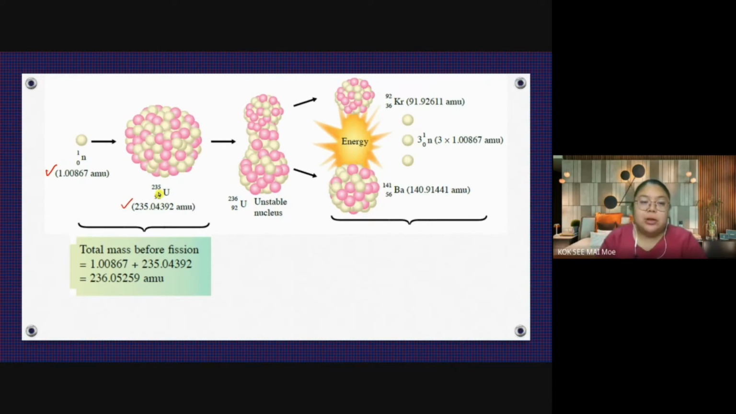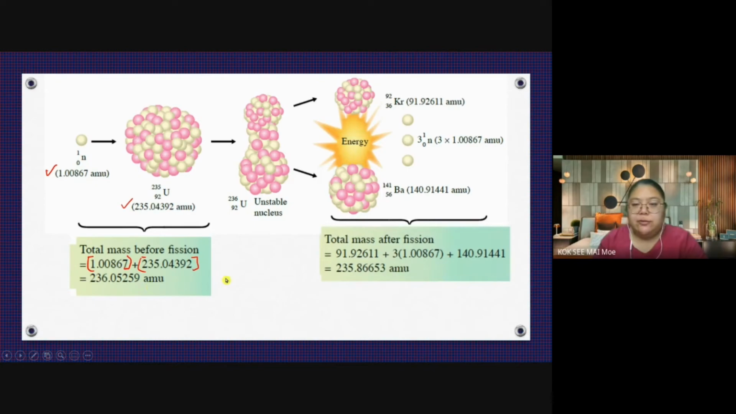But when the question provides the number like this, you don't cut it. You don't say, oh, I'm using 235 only. Cannot. We must use the full number. They give you how many decimal points, you also need to copy until the end. So from here, this one before fission, I add together, I get 236 point, all this you need to write. Don't round the number. So you need to write 05259, then this one AMU. Still the unit for AMU.